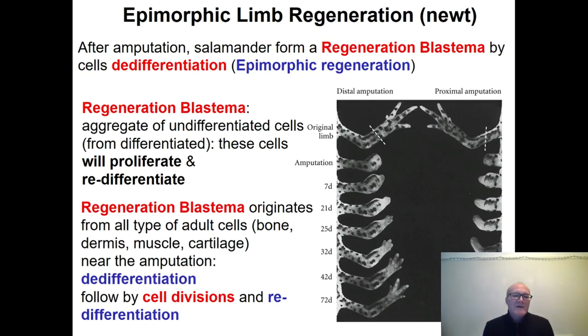So we find in the regeneration blastema all kinds of cells. In fact, the regeneration blastema originates from all types of cells that are near the wound when we have amputation of the limb in newt. So we have bone cells, dermis, muscle, cartilage cells. All of these de-differentiate and form the regeneration blastema. So they de-differentiate, and after cell division, they re-differentiate into adult type.